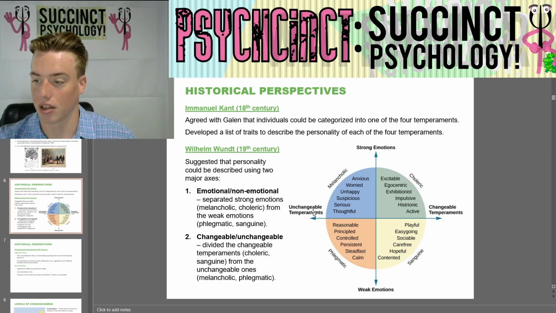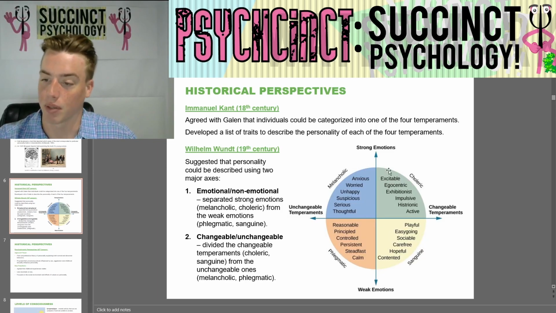So here we have unchangeable temperaments, changeable temperaments, and strong emotions, weak emotions. So again, here the strong, you have melancholic and choleric, and the weak, you have phlegmatic and sanguine. Meanwhile, the changeable temperaments are choleric and sanguine, and unchangeable are melancholic and phlegmatic. And you can read here the different personality traits that make up each one of these areas, each one of these personality types.